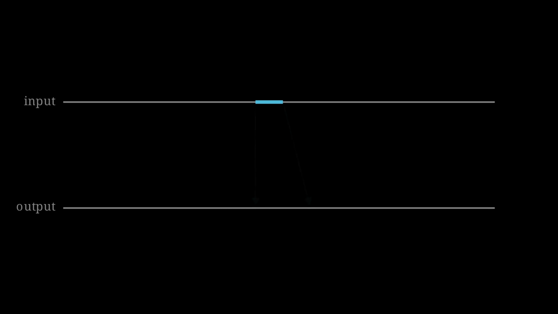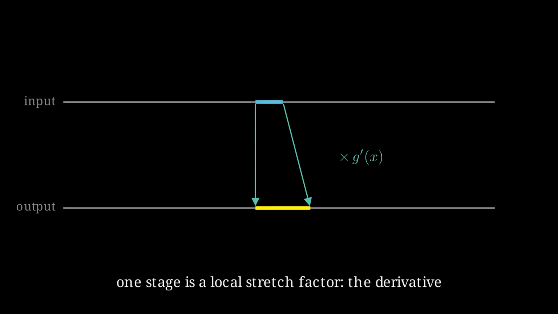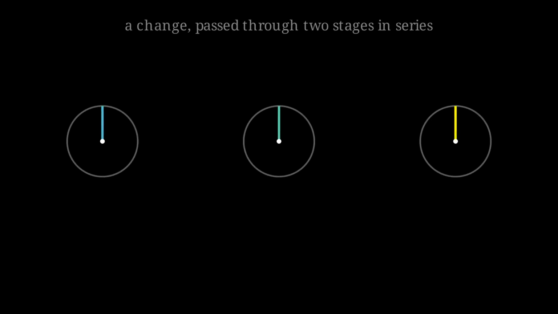So picture a single stage as one gear. A small change goes in, and a change comes out, stretched by the gear's ratio. For a function, that ratio is its derivative at the point you are sitting on. One stage, one rate.